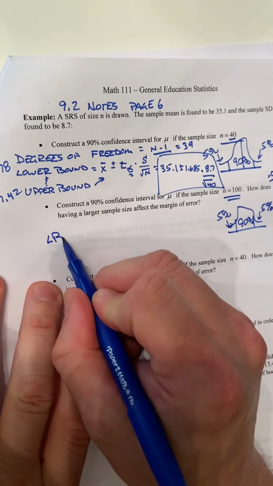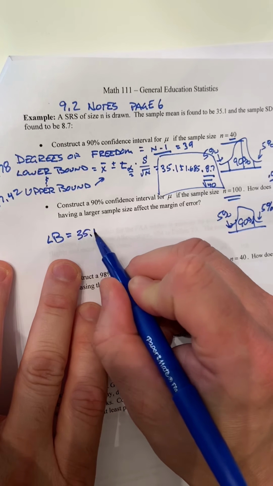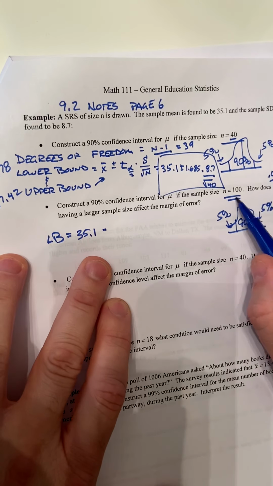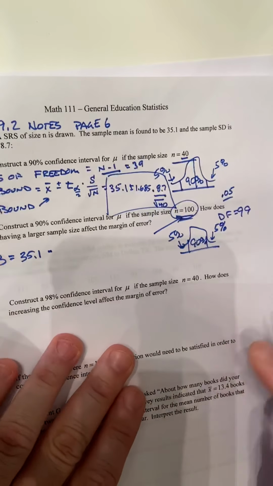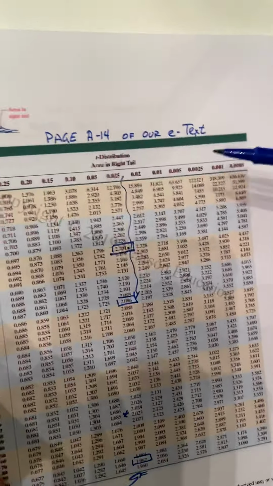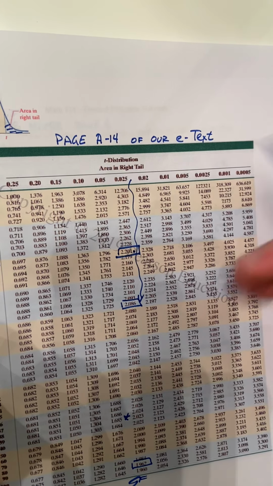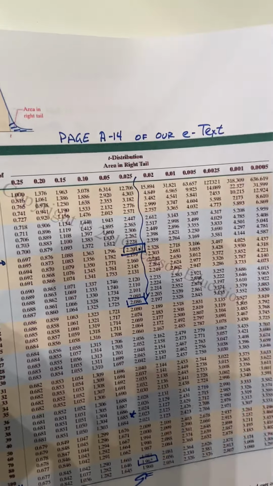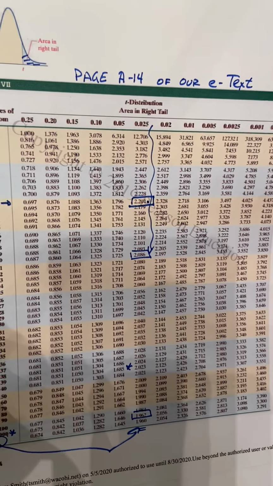Our lower bound is going to be the average, 35.1, minus the t-value that we're going to look up right now. This time we want to use a degrees of freedom of 99, one less than the n value. If you grab this table, and if you haven't watched any of the other videos, this table comes from page A-14 of our e-text. You can check it out in our e-text. I printed mine out just to make it easier, but when you get on Pearson, you'll have a link that will go straight to this.